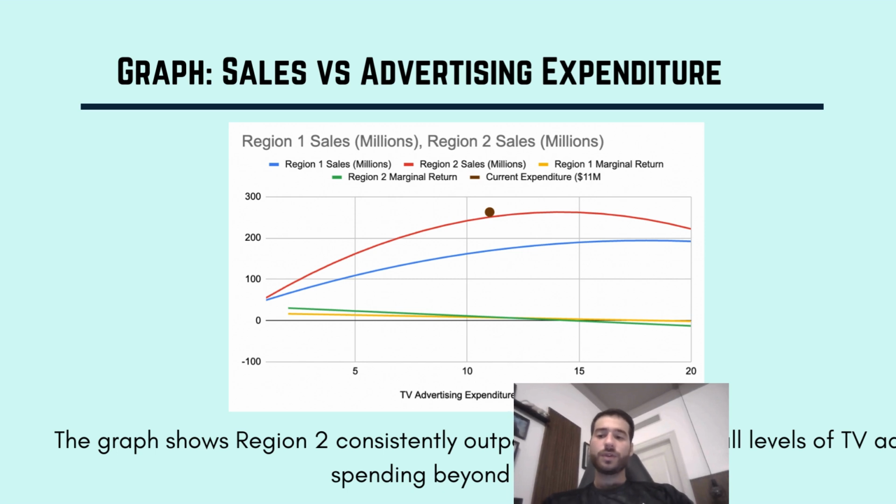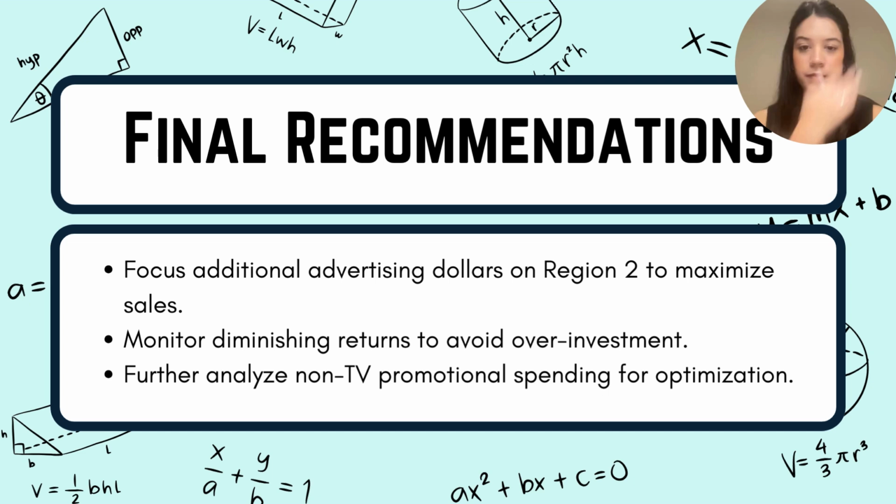So here's a graph showing how sales increase with advertising expenditure in both regions. As you can see, the green line for Region 2 is consistently higher than the blue line for Region 1, especially beyond 11 million. This visually supports our conclusion that Region 2 is more effective at generating sales with TV ads. Before we conclude, these are some of our final recommendations for the company.